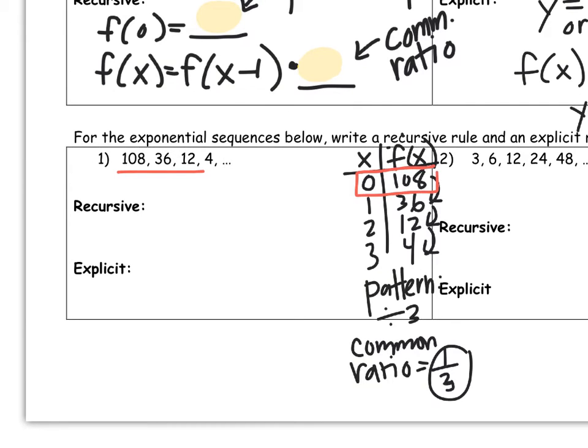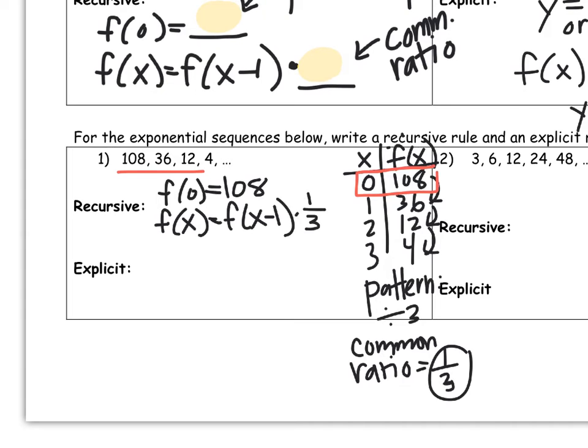So recursive always starts with this, f of 0 equals, and then we fill in the blank, like up here, with the y-intercept. Our y-intercept is 108. The next line is f of x equals f of x minus 1 times whatever our common ratio is. Our common ratio is 1/3, so times 1/3. This is our recursive equation. Put a box around it as 2 parts.